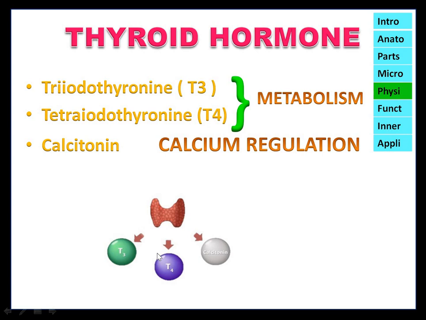Now the thyroid hormones. The thyroid gland produces T3, which means triiodothyronine, and T4, which means tetraiodothyronine. They regulate the metabolic activity. And the parafollicular cells produce calcitonin. It regulates calcium, which means calcium homeostasis.